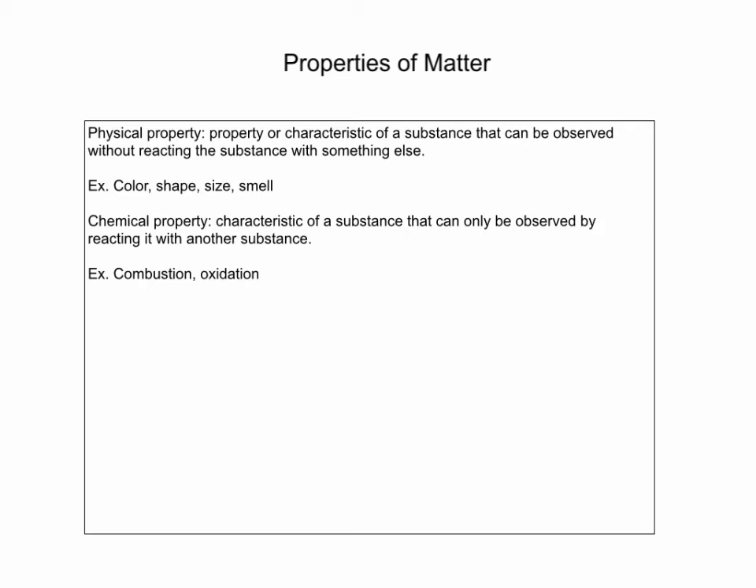Besides these properties of matter that we can look at, we're also interested as chemists in how substances can change. And there are two types of changes that can occur. The first one is a physical change.